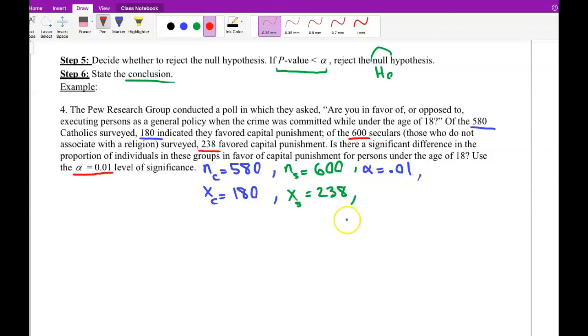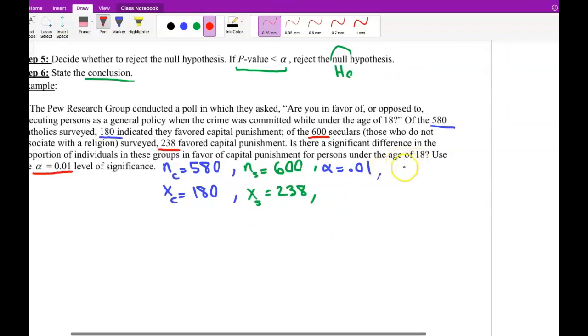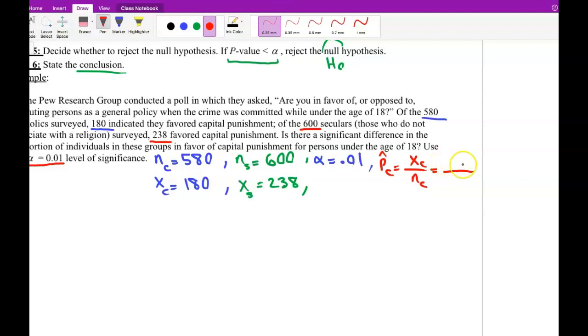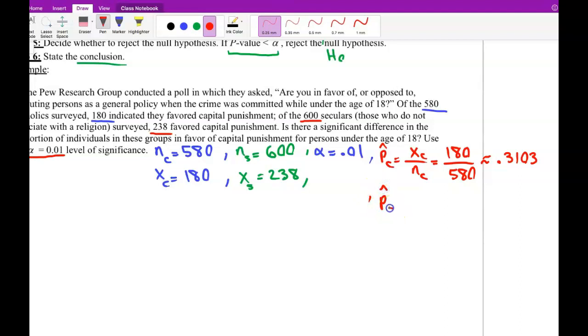Okay, now we should find the sample proportion for these two, for each one individually. So P hat C is equal to X_C divided by N_C. X is 180 divided by 580. Okay, that is 0.3103. Now for this group, X divided by N. X is 238 and N is 600. Okay, here we have 0.3967.